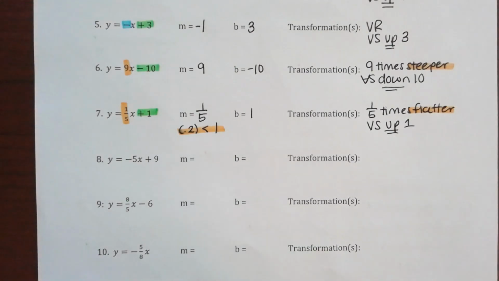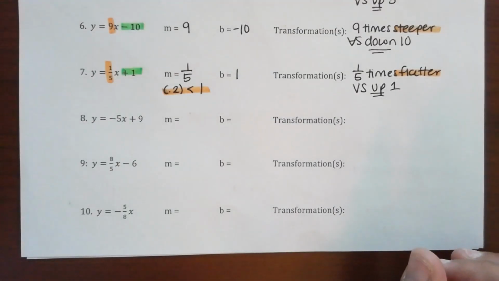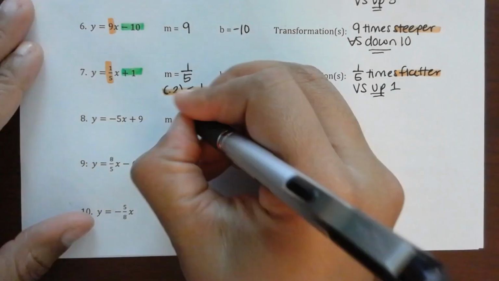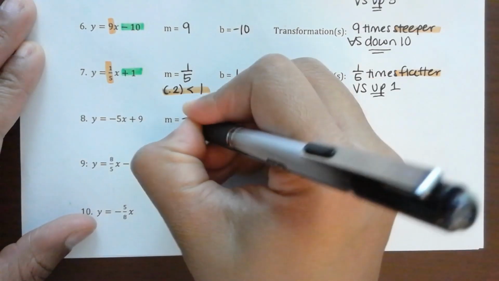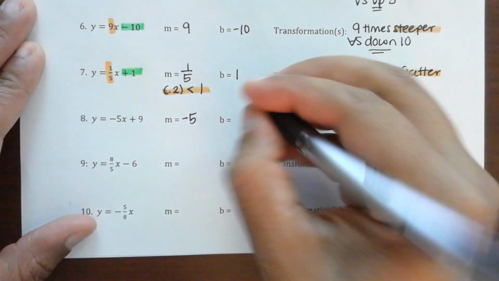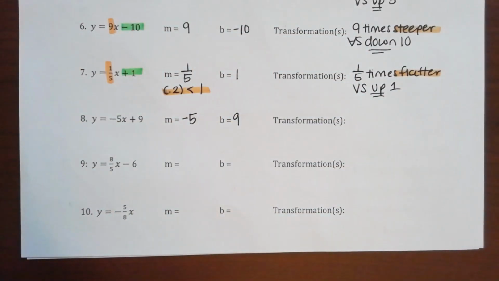Everybody good? Look at number 8. I have y equals negative 5x plus 9. What's my M? Negative 5. What's B? How many transformations do I have here? Are you sure? Well, 1. Are you sure? It's 2. But I don't agree with you.